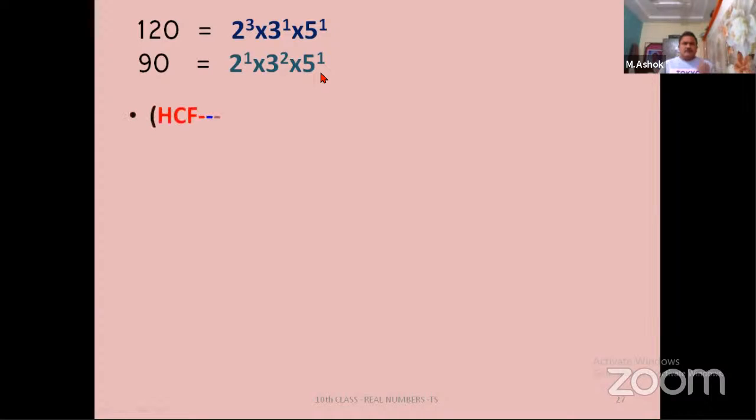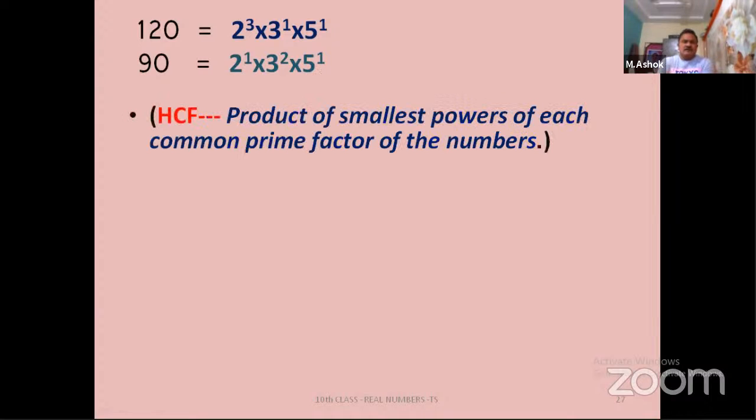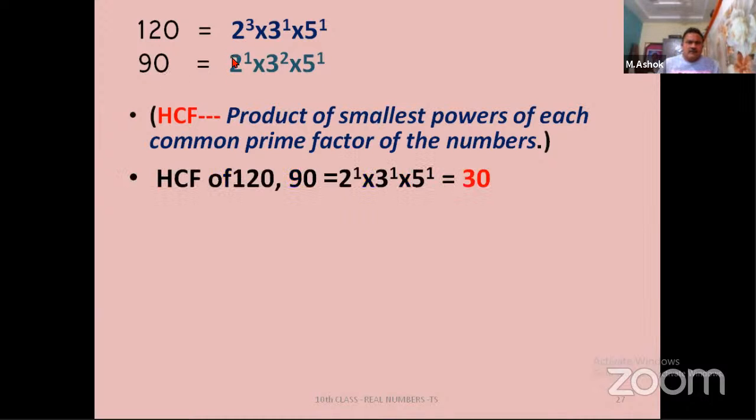So already we learned how to find HCF: the smallest powers of each common prime factor. Look at here. Out of 2 to the power of 1 and 2 to the power of 3, which one is smaller? 2 to the power of 1. In these two, 3 to the power of 1, they are common. So take one. 5 to the power of 1. So multiply all these three, you will get 30. 30 is the HCF of this 120 and 90.